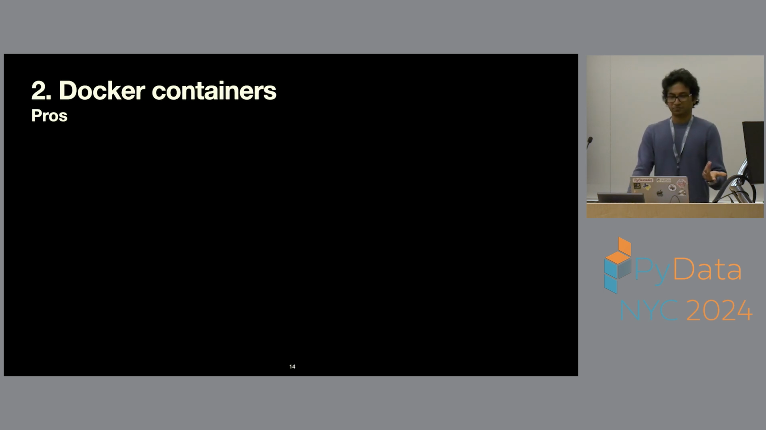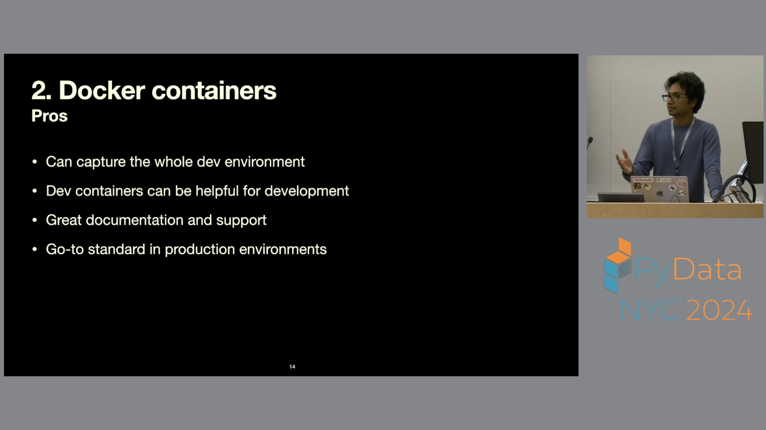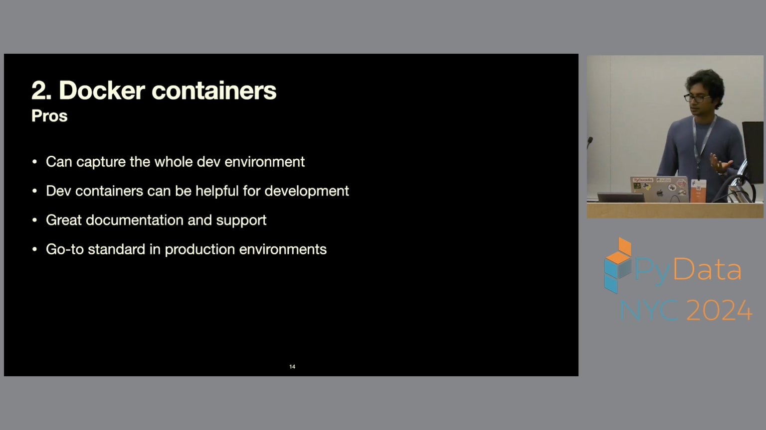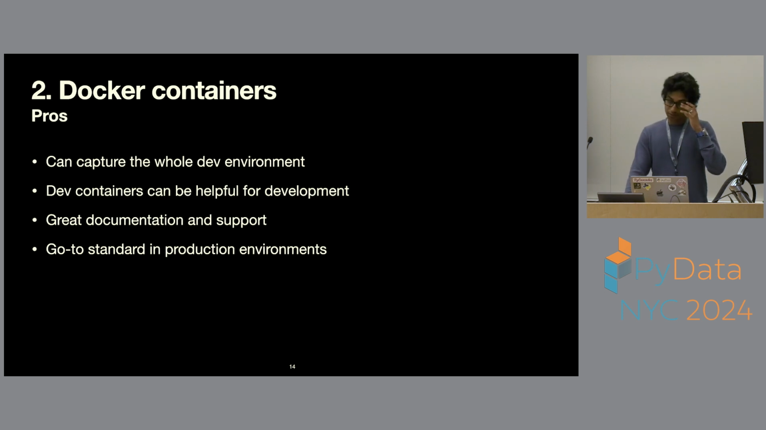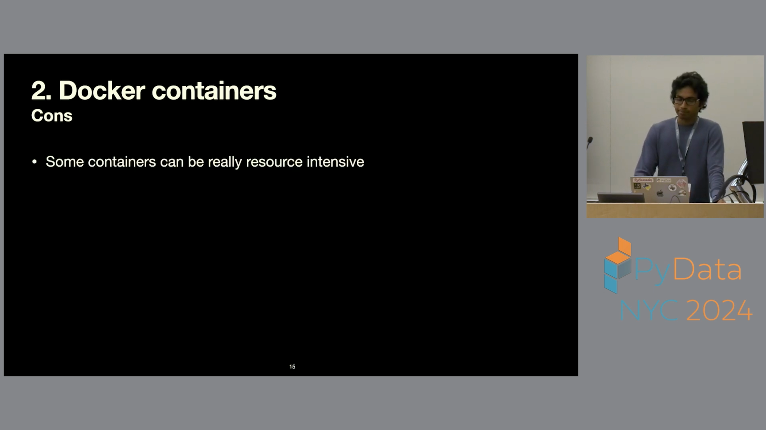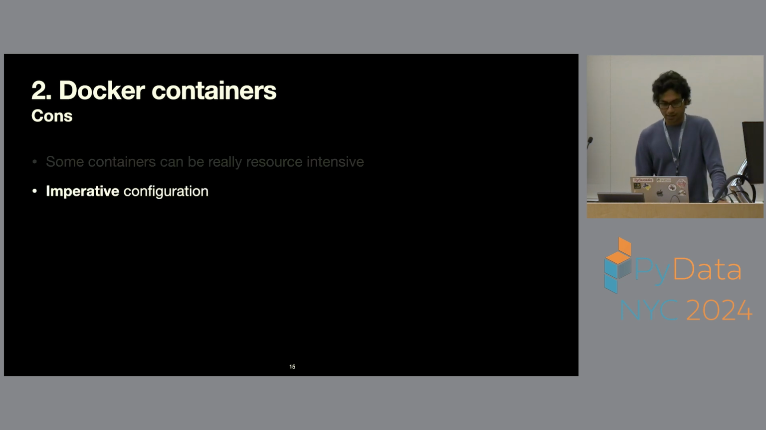So the next one is very simple at its core: Docker containers. Docker containers are the go-to standard for everything in production. It has great documentation and great support, and even for development, dev containers have been gaining popularity these days. It can capture the whole dev environment. But there are some cons, especially when it comes to development. One is that it can really bog down your whole system because it's resource intensive, especially with containers using Torch or other deep learning libraries, which take a lot of system resources.